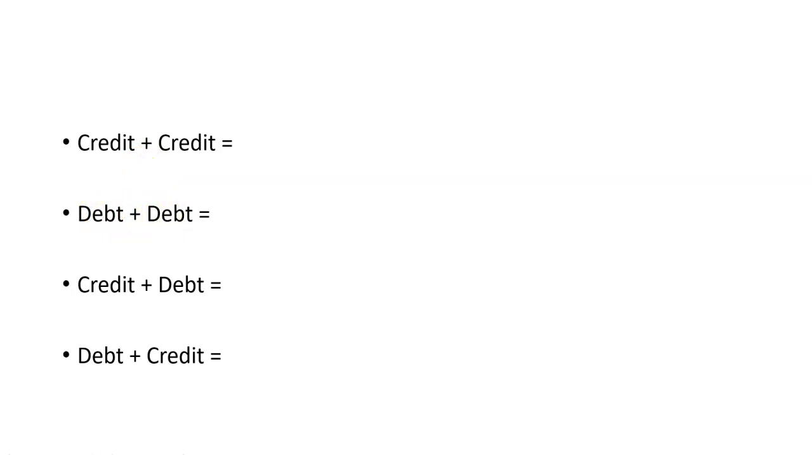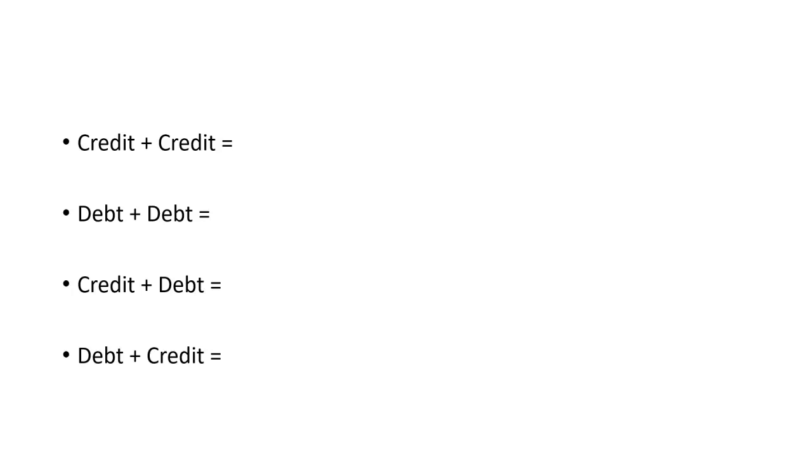So when we add these numbers, some of them could be positive, some of them could be negative. So there are 4 cases. They could be both positive, so that means it's credit plus credit. They could be both negative, so that would be the case of debt plus debt. One of them could be positive, the other is negative. So we may have either credit plus debt or debt plus credit. And so there are different ways to help us to add integers. We could use number lines or just use real life examples.